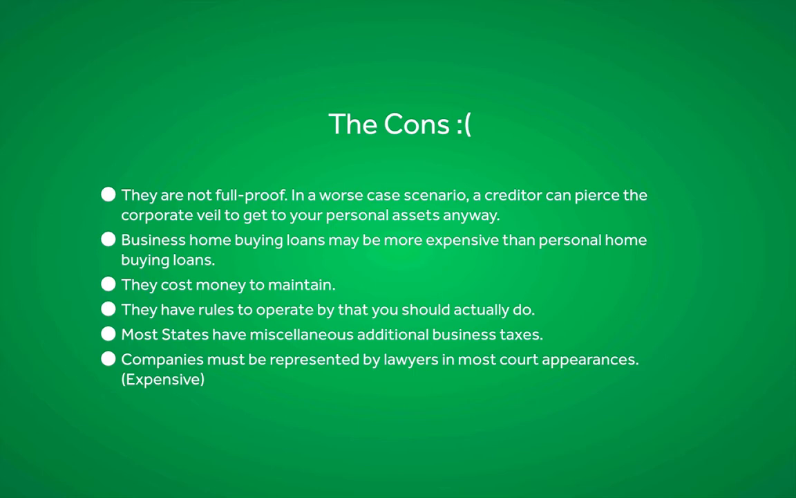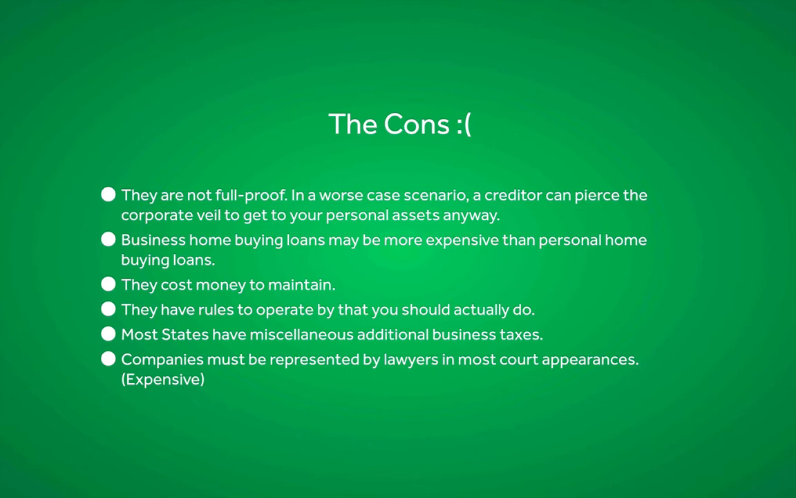And here are the cons of having a limited liability company. The biggest con is that they are not foolproof. In the worst case scenario, a creditor can do what is called piercing the corporate veil to bypass your business and get to your personal assets anyway. This generally happens if the person cannot show that his business and person are two different things, which is why you have to make sure that you keep the two activities, business and personal, separate.